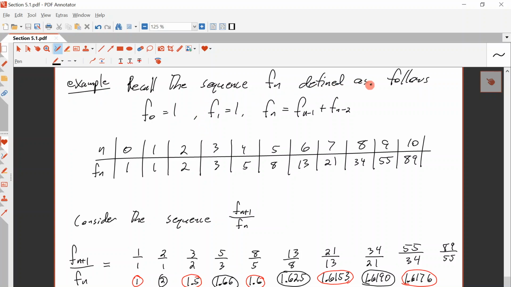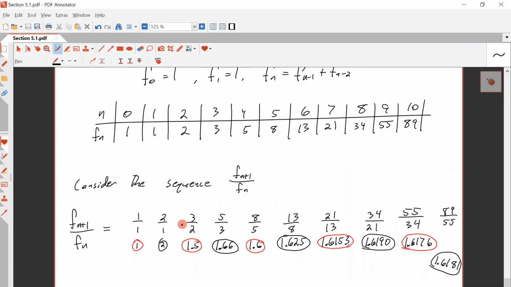So recall that Fibonacci sequence. Right, F0 is 1, F1 is 1, Fn is the sum of the previous two. And here's all the way up to the 10th term, F10. Now consider the ratio, Fn plus 1 over Fn. So that's, starting at n equal to 1, 1 over 1, 2 over 1, 3 over 2, 5 over 3, 8 over 5, 13 over 8, and so on and so forth.